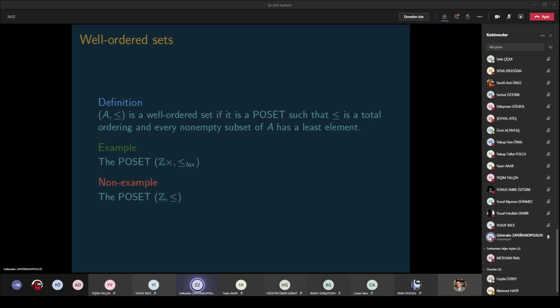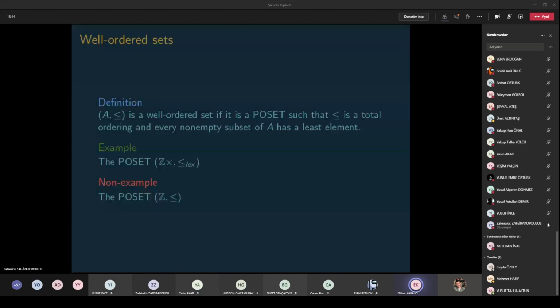Sir, why is this poset not well ordered? Sir, I don't understand what the lex is. So lexicographic means, if you have two pairs, let's say the first pair is A comma B and the second is C comma D, and we want to compare these pairs. Here there is a Z missing, right? This is a Cartesian product of Z with Z. So we want to compare the two pairs.